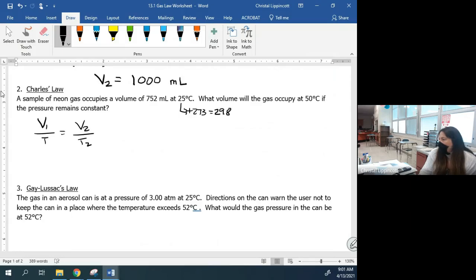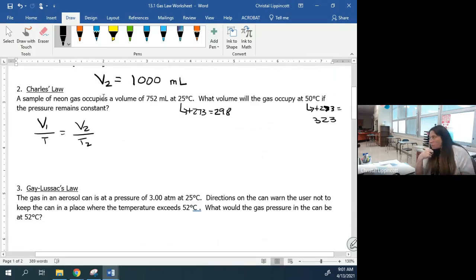298. Here, we've got to add 273. Oops, 73. It's 323. Yep, 323. So that's going to equal 323. You have to have these in Kelvin in order for this to work correctly. Okay? If you don't have it in Kelvin, you will not come up with the correct answers.